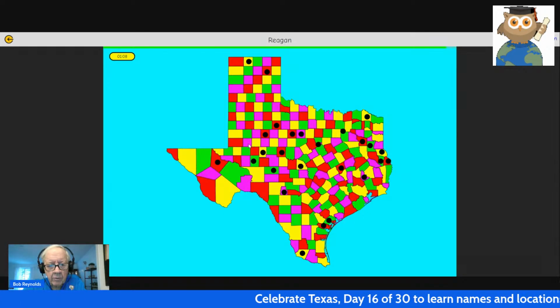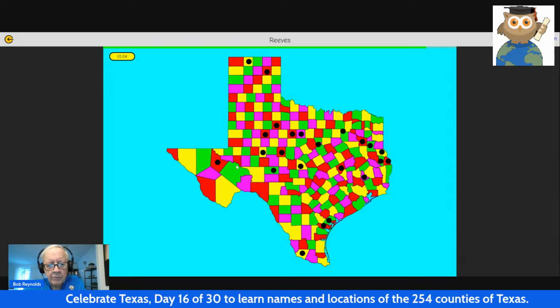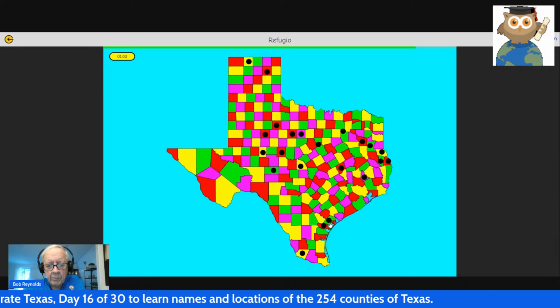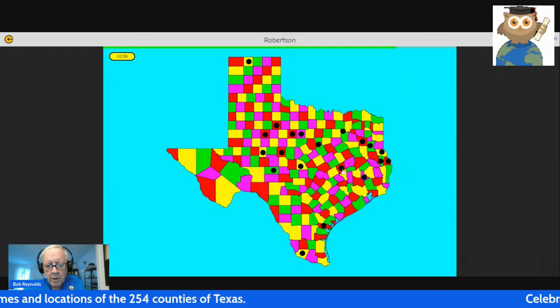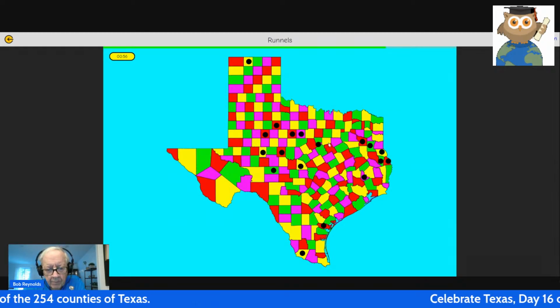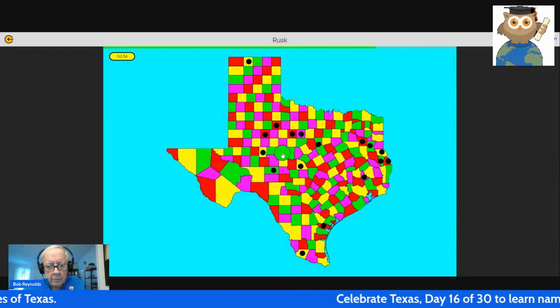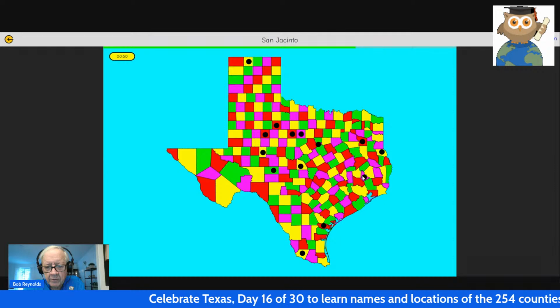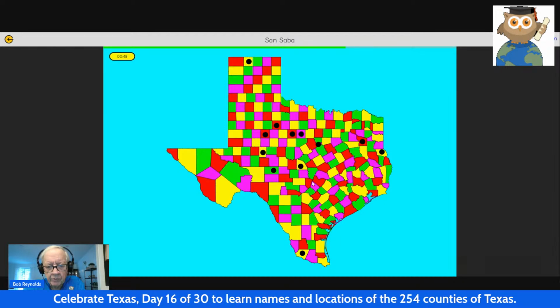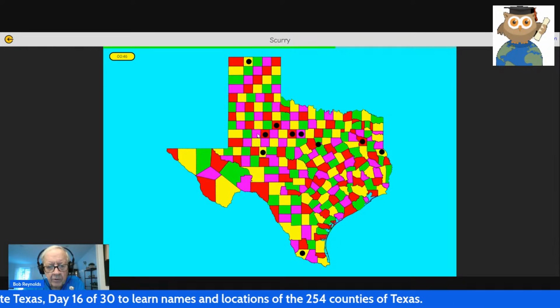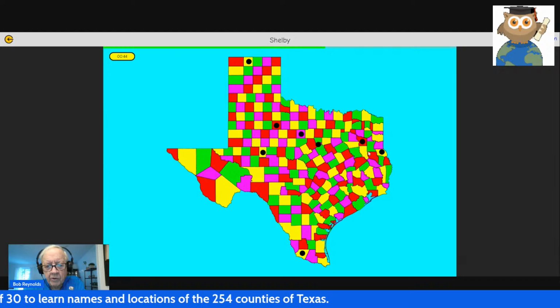Rains, Randall, Reagan, Real, Red River, Reeves, Refugio, Robertson, Rockwall, Runnels, Rusk, Sabine, San Augustine, San Jacinto, San Patricio, San Saba, Schleicher, Scurry, Shackelford, Shelby.